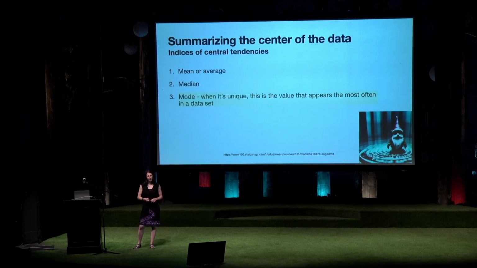And mode is the value that appears the most often in a data set. It can happen that there are multiple modes. It can happen that there's no mode. There is a really good blog post by Brendan Gregg on multimodal data. I would recommend that you take a look at that, but I'm not going to go into too much detail on mode here.